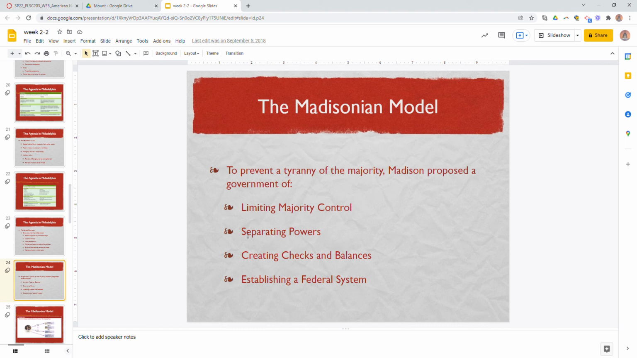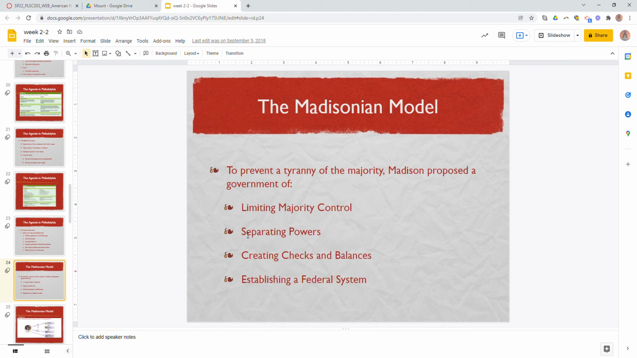Also, creating checks and balances. It's a system where each branch checks the power of the other, okay, oversees what they do. So, for example, the president can send troops to war, but only Congress can pay for it, and only Congress can declare war. Okay, those are checks and balances. Congress can pass a bill into law, but only if the president signs it, or if they override a veto.